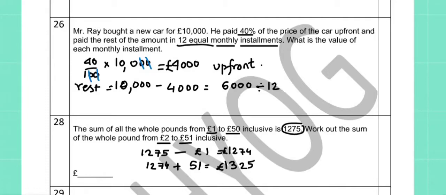So each installment is equal to 500 pounds. So what is the value of each installment? It is equal to 500 pounds.